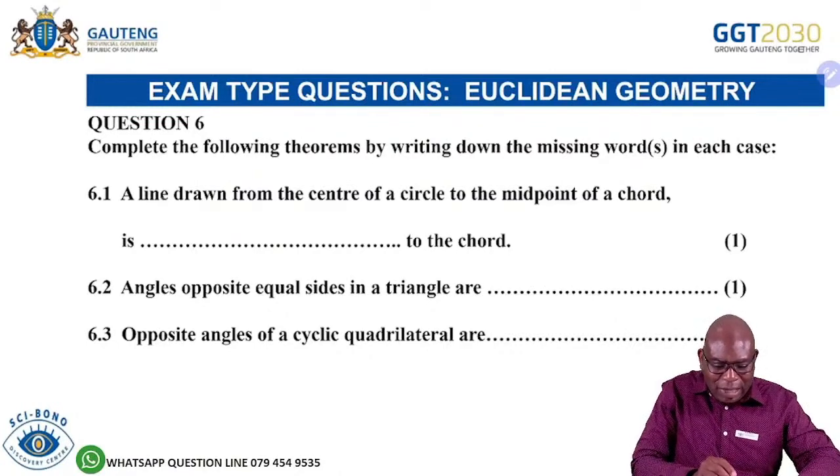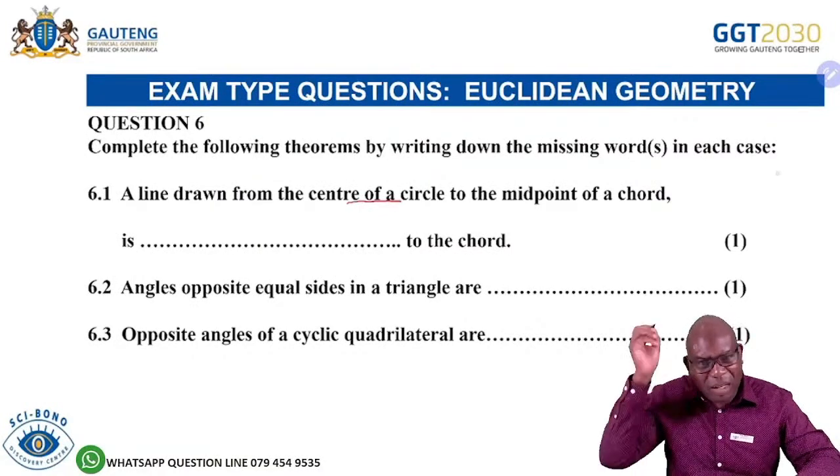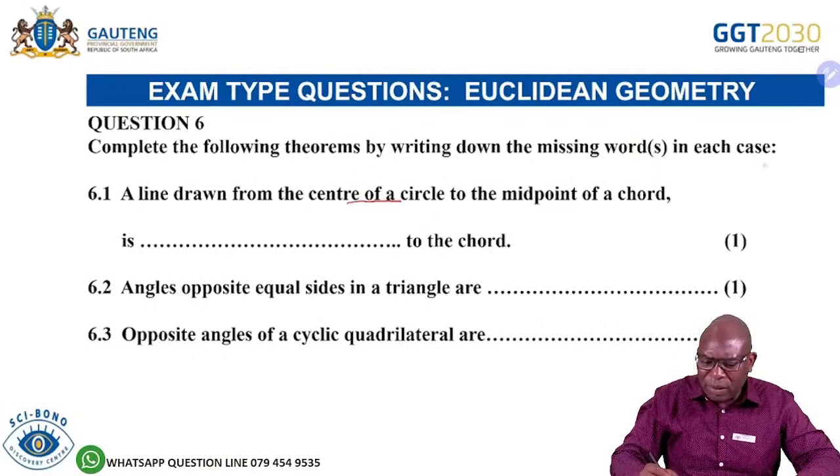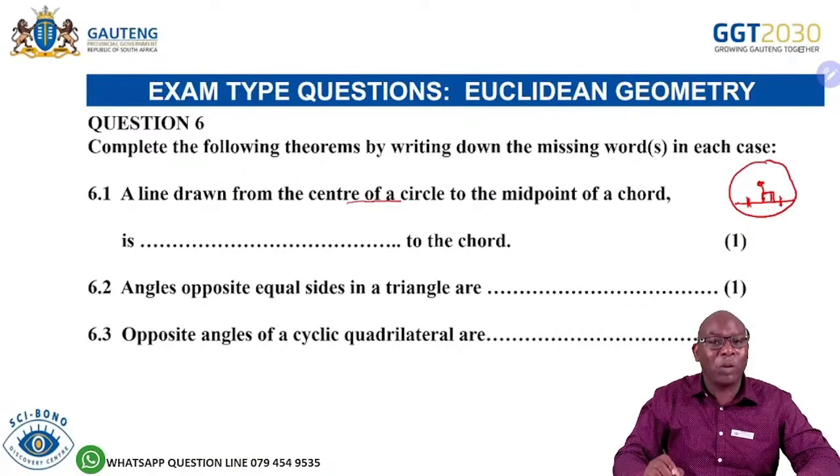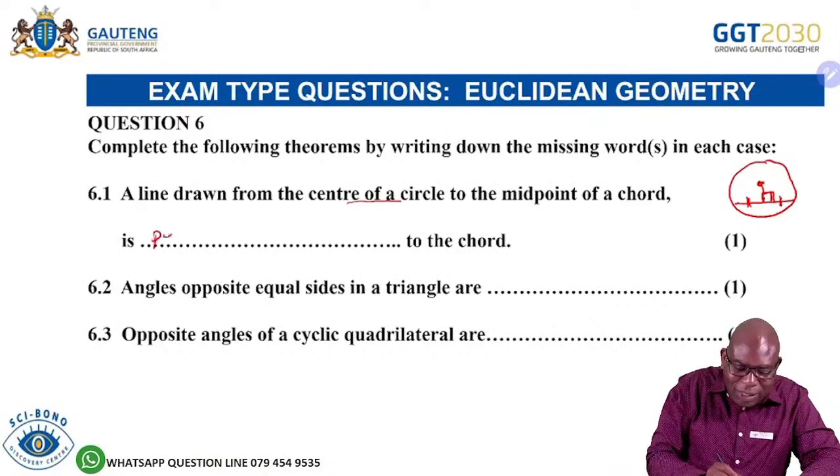The first one says a line drawn from the center of the circle to the midpoint of the chord. I love to draw pictures. There's a circle. There's a line from the center. It goes to the midpoint of the chord. Oh, okay. I've seen this before. I know this line goes to the midpoint. So if it is the midpoint, what does it do? It's perpendicular. So the word that is needed there is perpendicular. Oh, okay. You see now how I can get the words.